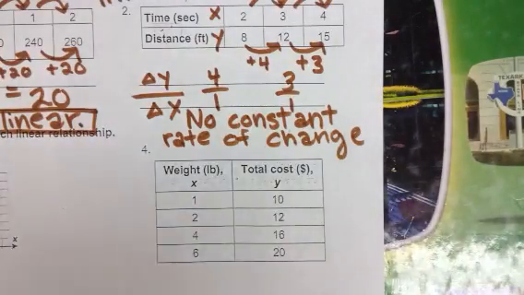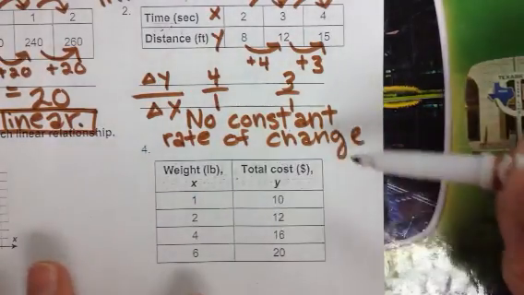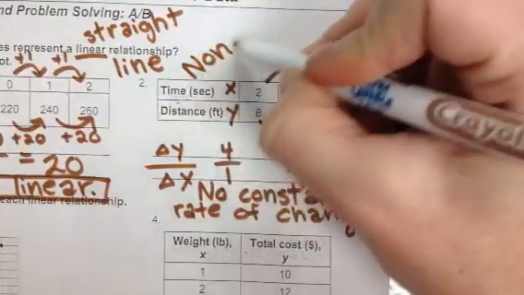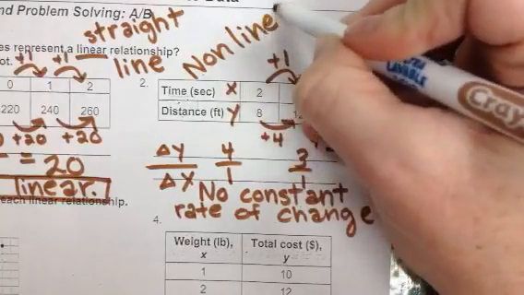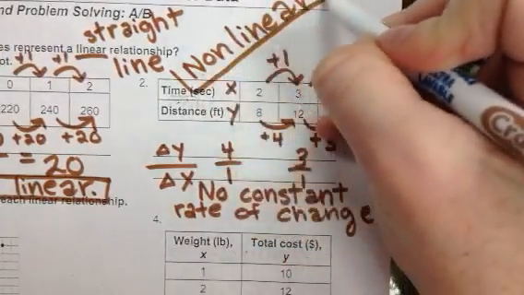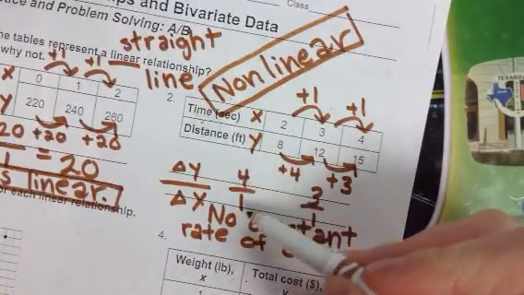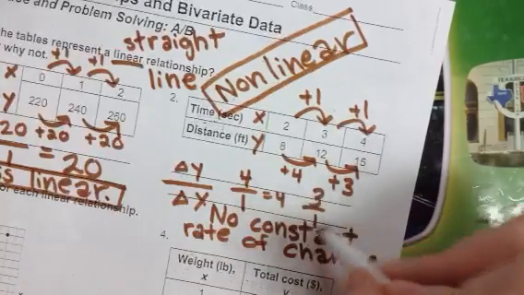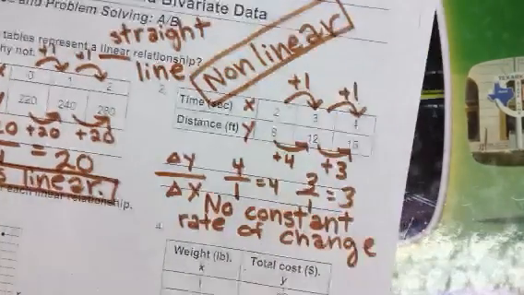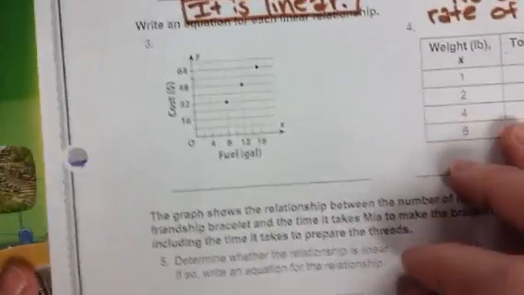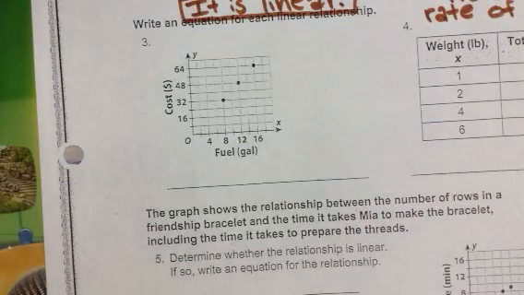No constant rate of change. Ran out of room, so up here beside number 2, I'm going to answer this is non-linear. Because if I simplify this, that's 4. If I simplify this one, that's 3. That's not a constant number, so the slope was changing. It would not be a straight line. It is non-linear. On number 3, it said write an equation for each linear relationship.